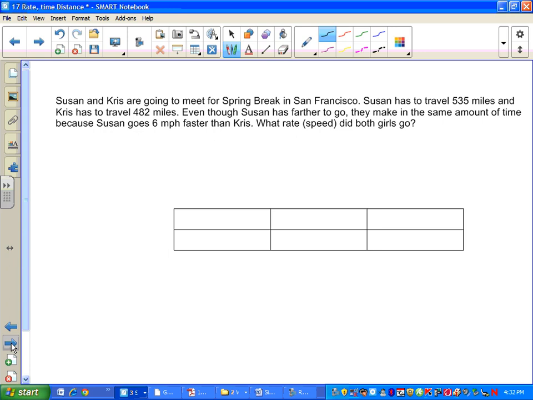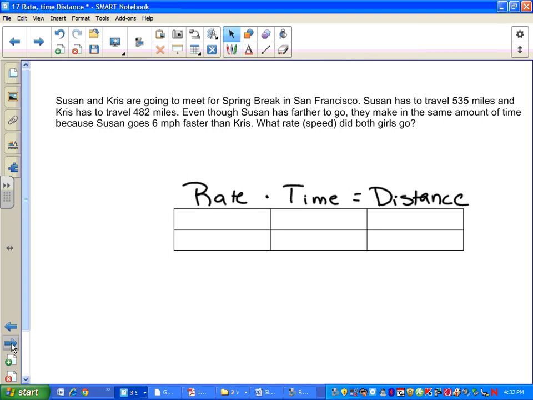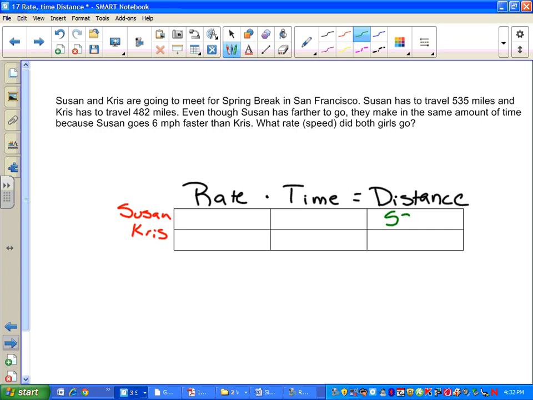What rate, also speed, did both girls go? So, the best way to approach these is to make a little table, and let's put the rate times the time equals the distance traveled. Okay, let's see what we know. We've got two girls. Let's talk about Susan on the top and Chris on the bottom. What do we know? Susan has to travel 535. That must be a distance. And Chris has to travel 482.